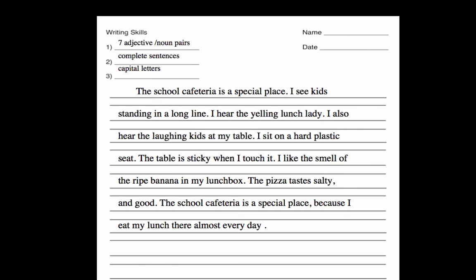Did you write in complete sentences? Did you write using capital letters to start each one of your sentences? Good job.